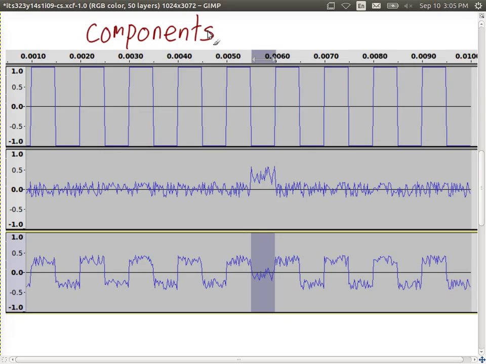So these two cases are the extremes. What if we have just one component versus what if we have an infinite number? It's actually not a perfect square wave, but it looks close to one. This has an infinite number of components. Everything else is the same. The noise is the same. The attenuation is the same.